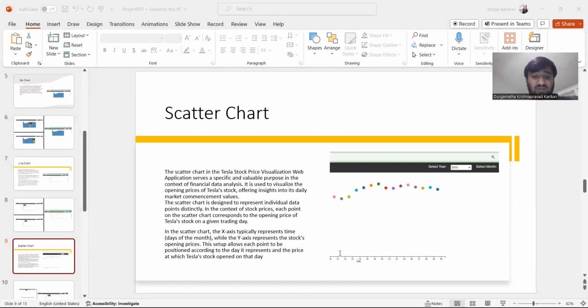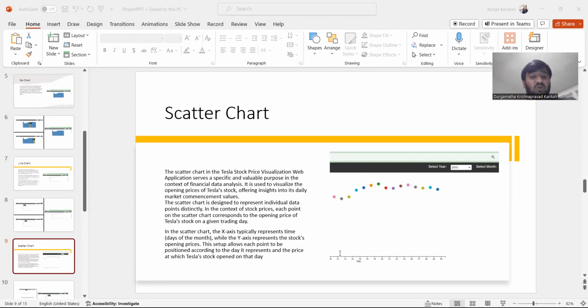The scatter chart in the Tesla stock price visualization web application serves a specific and valuable purpose in the context of financial data analysis. It is used to visualize the opening prices of Tesla stock, offering insight into the daily market commencement values. Here is how it fulfills this role. The purpose of the scatter chart is detailed data point representation. The scatter chart is designed to represent individual data points distinctly in the context of stock prices. Each point on the scatter chart corresponds to the opening price of Tesla stock on a given trading day.